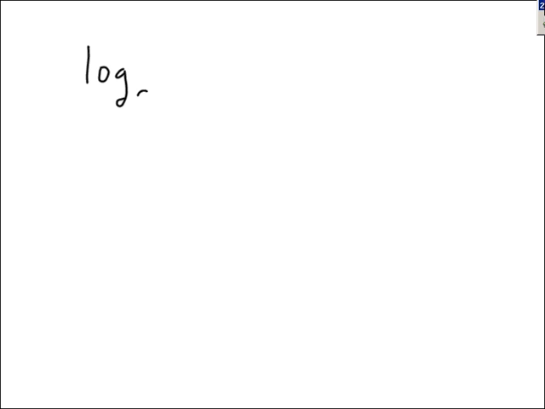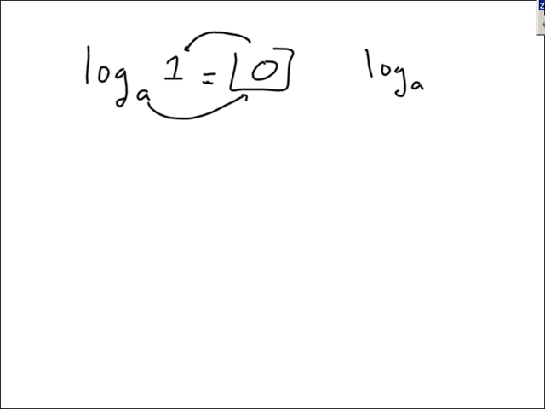What is log base A of 1, regardless of what A is? Remember, A to the 0 should be 1. Anything, including A to the 0 power, is 1. Okay, so that's one rule. Log base A of 1 is always 0.